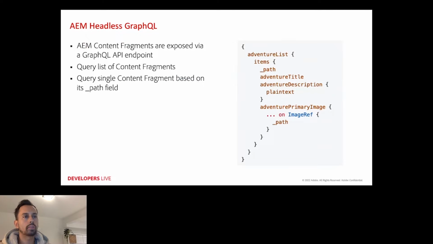Once the content fragments are defined, you can naturally query the content via a GraphQL API endpoint. The common query types include listing content fragments or querying a single content fragment based on its path field, which represents its location in the AEM content repository. So if you're familiar with GraphQL, you'll naturally be familiar with AEM Headless.